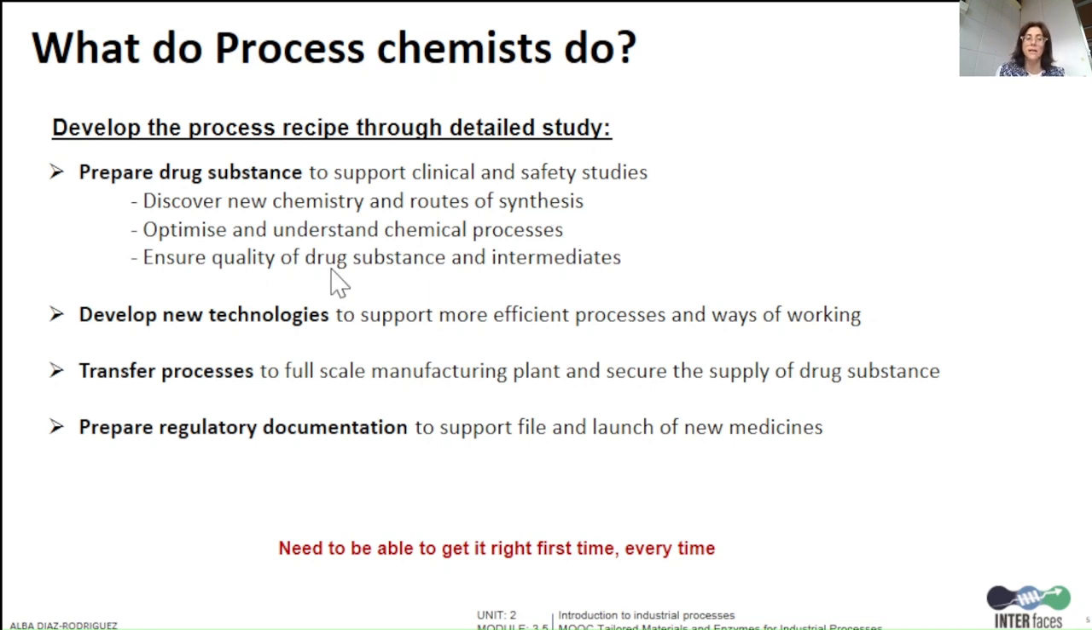We also need to optimize and understand the chemical processes really well, and ensure that the quality of these drug substances and intermediates is very high through very tedious analytical development work. Also, we have to develop new technologies to make our processes more efficient and transfer all these processes to full-scale manufacturing. Finally, we are responsible for preparing regulatory documentation to support filing and launching of these new medicines.